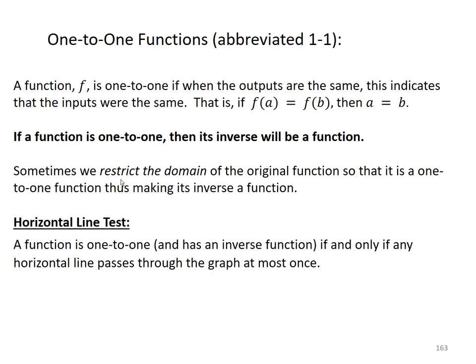Sometimes we restrict the domain of the original function so that it is a one-to-one function, thus making its inverse a function. A common way to determine if a function is one-to-one is the horizontal line test. A function is one-to-one and has an inverse function if and only if any horizontal line passes through the graph at most once.